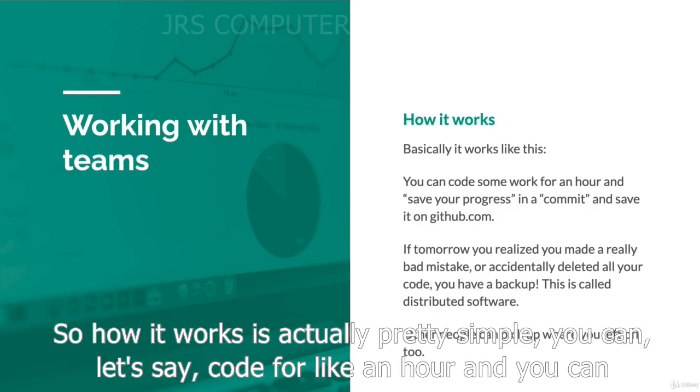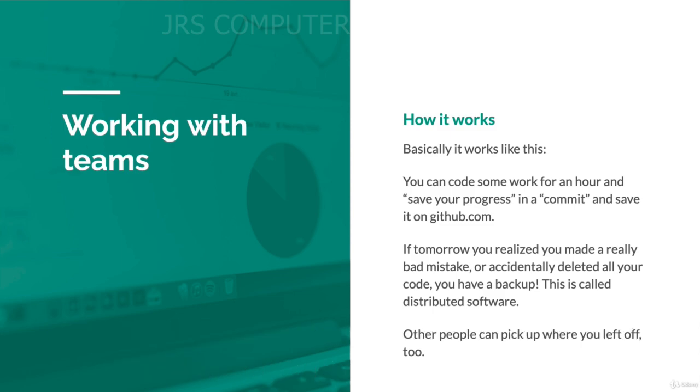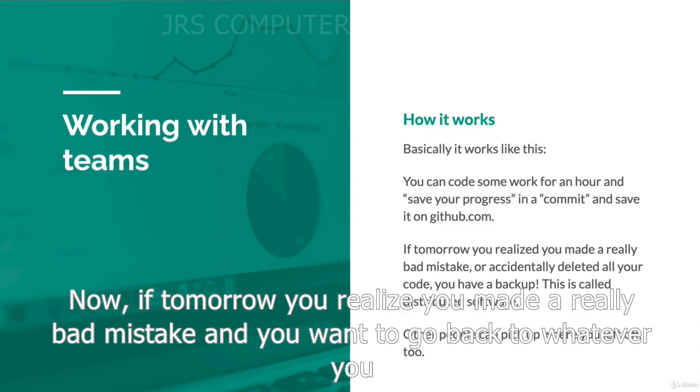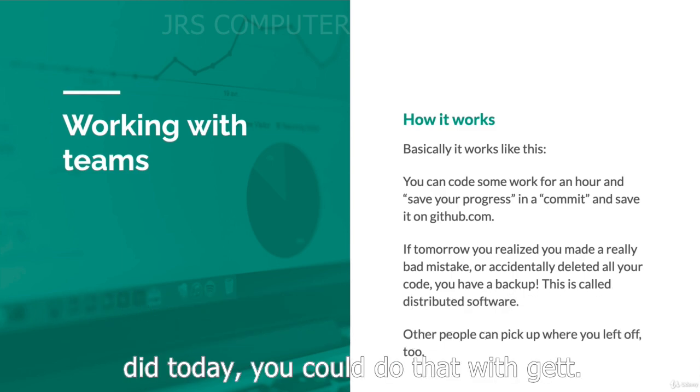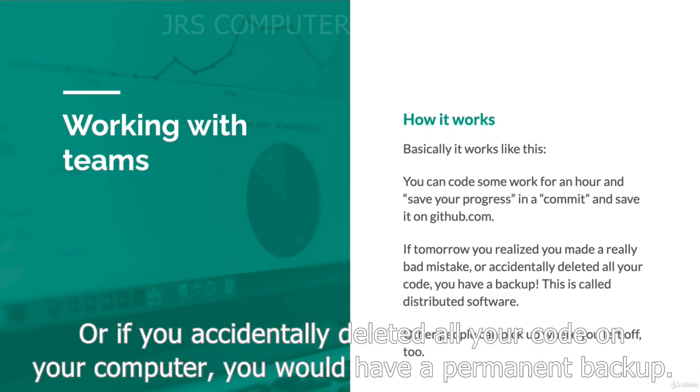So how it works is actually pretty simple. You can, let's say, code for like an hour, and you can save your progress in this thing called a commit, and then you can save it on github.com. Now, if tomorrow you realize you made a really bad mistake, and you want to go back to whatever you did today, you could do that with Git. Or if you accidentally deleted all your code on your computer, you would have a permanent backup.